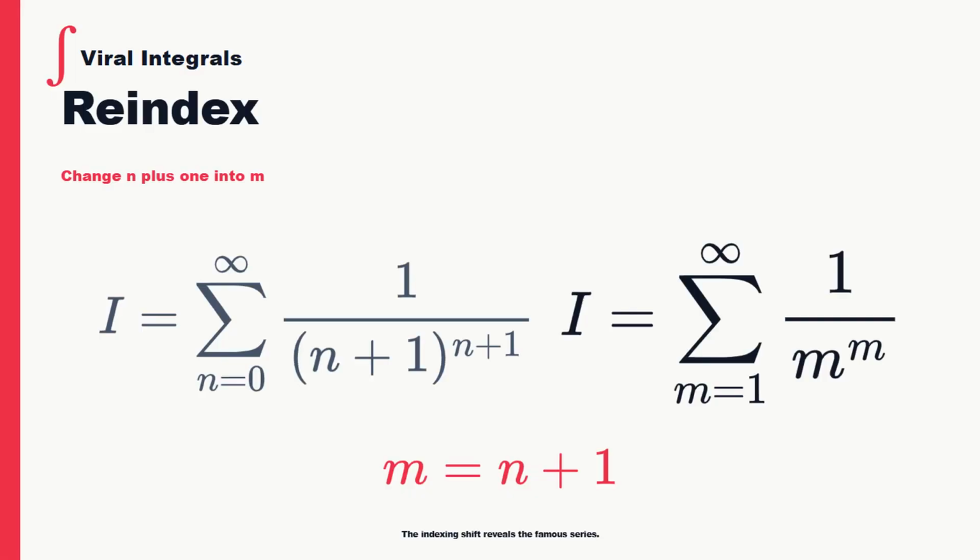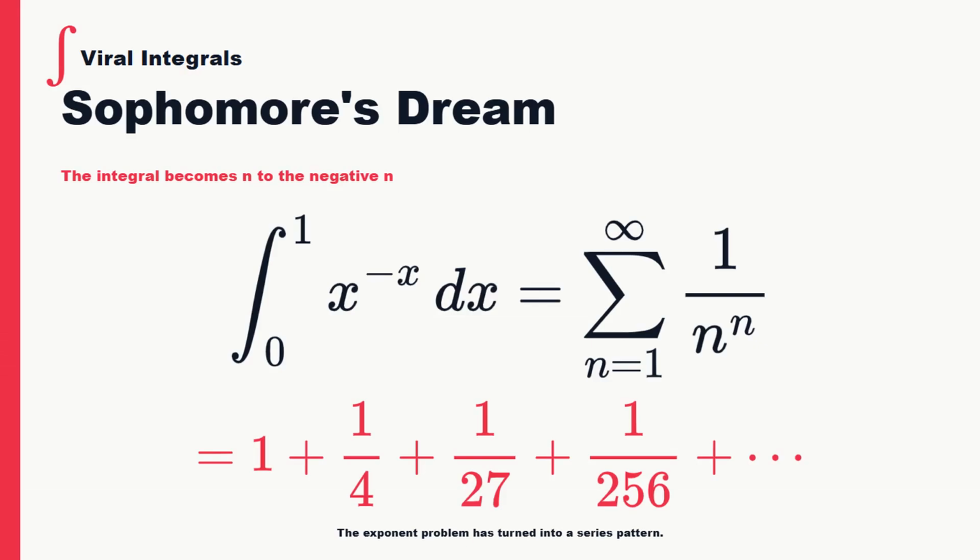And the last step is just reindexing. If m equals n plus 1, then n starting at 0 becomes m starting at 1, and the denominator becomes m to the m. And there we have it. The integral from 0 to 1 of x to the negative x dx is equal to the sum as n goes from 1 to infinity of 1 over n to the n.